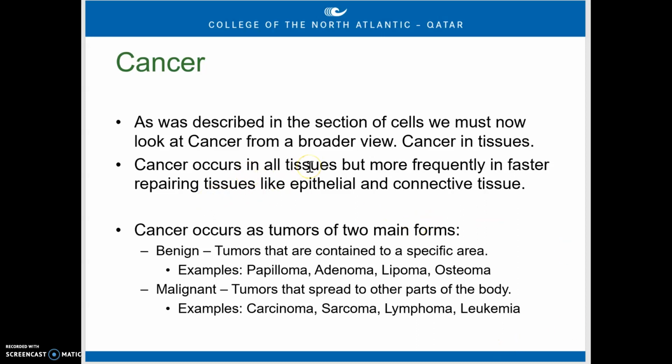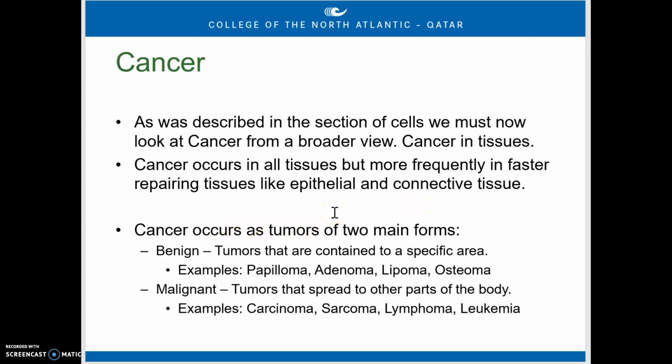So it can occur in all tissues, but it occurs more frequently in tissues that repair faster. So places like epithelial and connective tissue, which are damaged quite often, they heal quite quick. Cells divide really fast. So we find cancer in these tissues quite commonly.